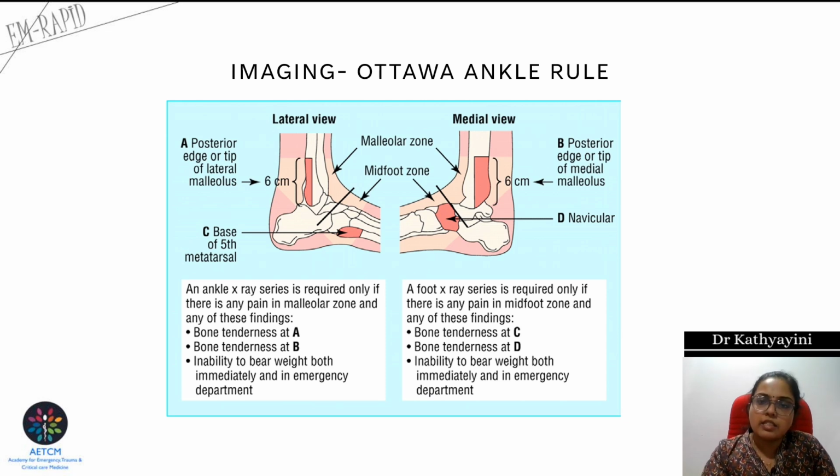Similarly, a foot X-ray is warranted if there is tenderness at the base of the fifth metatarsal or tenderness at the navicular bone. If there is tenderness in these areas, and the patient can't bear weight or has inability to walk, then we will have to get a foot X-ray. So this is the imaging based on the Ottawa ankle rule.